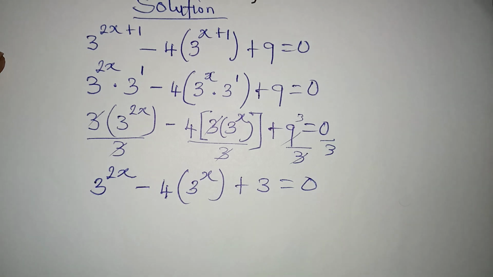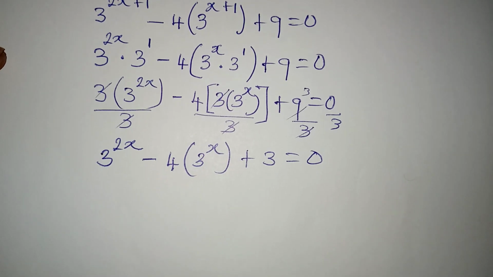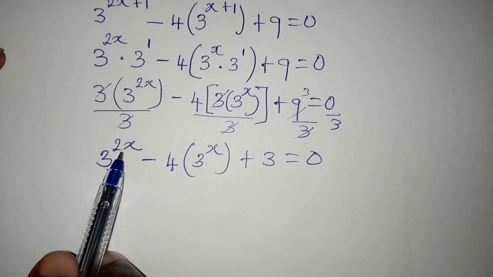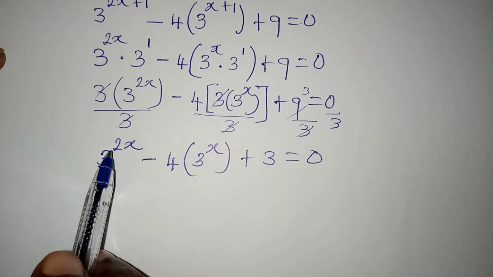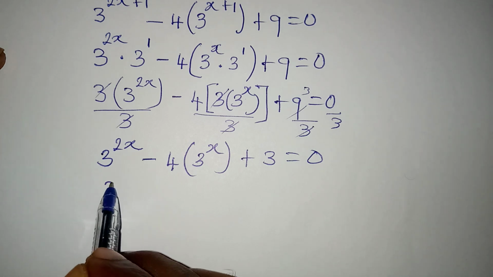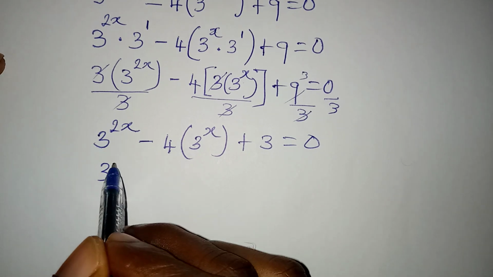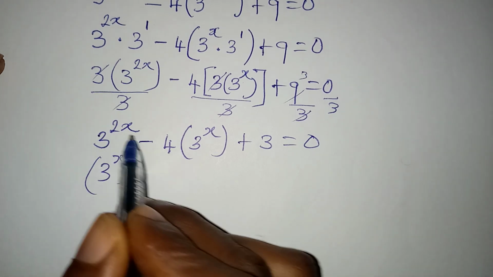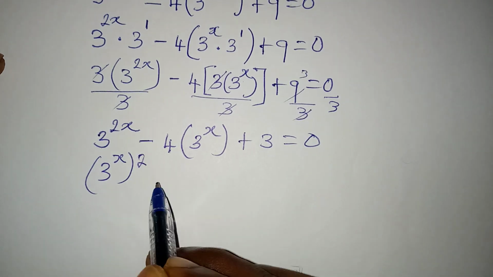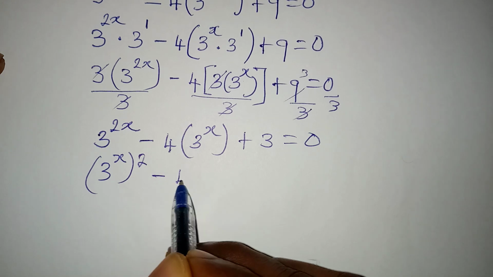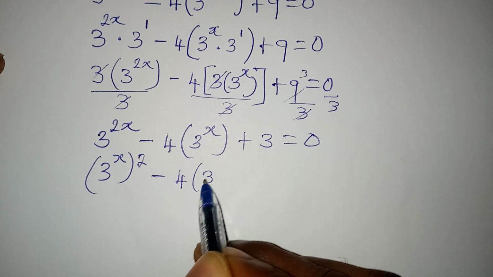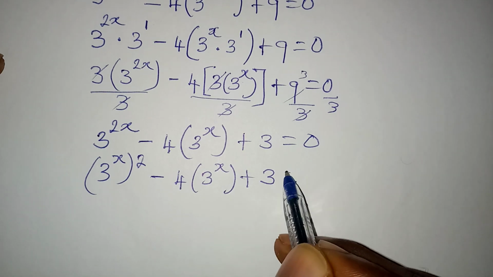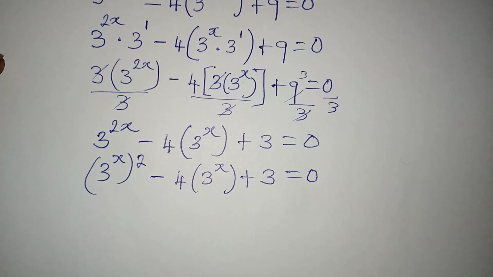is 0. Now we have 3 to the power of x over here. We can still have the same 3 to the power of x from here. So we'll do this: 3 to the power of x. Now I will take the square outside. Then I have minus 4 into bracket 3 to the power of x, then plus 3 equals 0.